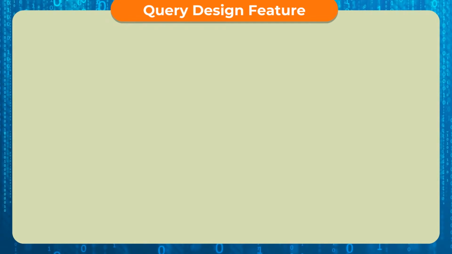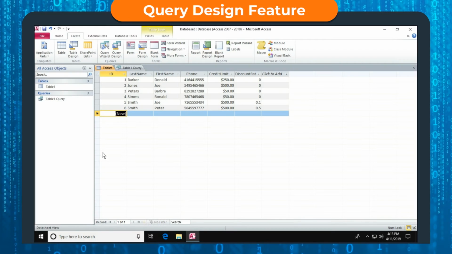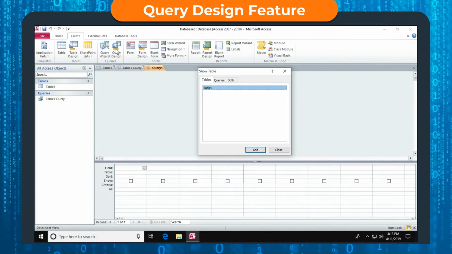Query Design feature. You can also design a query with the Query Design button. To design a query using the Query Design button, follow these steps. Step 1. Click the Query Design button on the Create tab in the Queries group. Step 2. Select the tables that you would like to query.